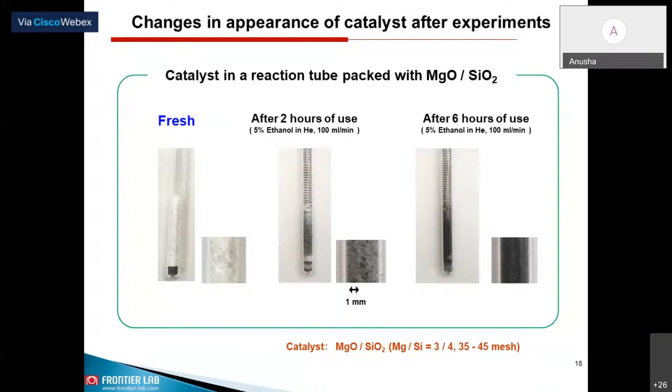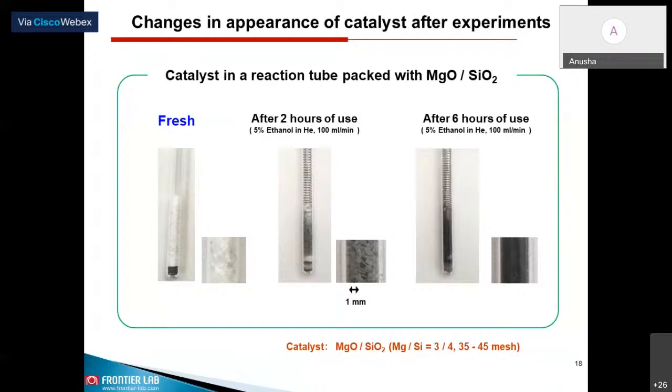So these are the points that make the catalyst go down in performance. As you can see in the pictures of the catalyst here, the starting one is the very fresh catalyst, before getting loaded into the system. Whereas the catalyst color gradually changed from that fresh white to black, mainly because of catalyst deactivation.